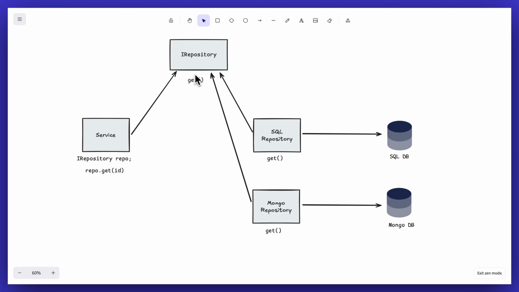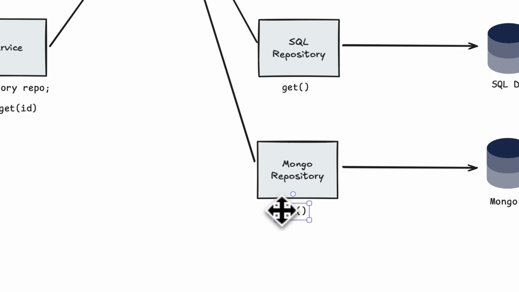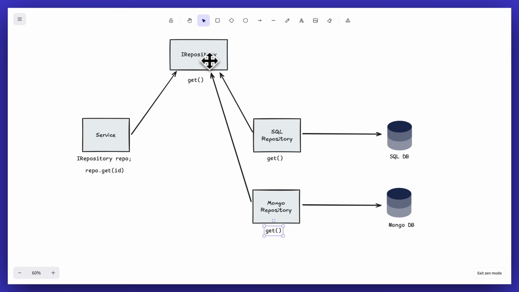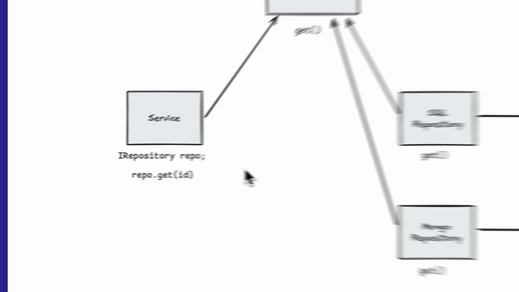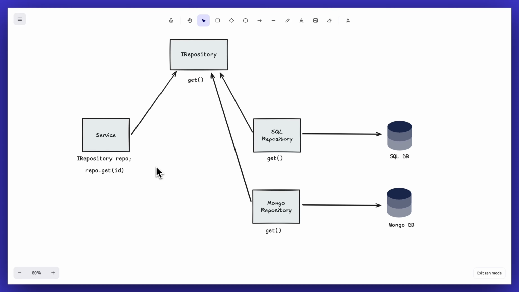So now if, let's say, in future I want to add a Postgres database, for that we would have a Postgres repository which would have the get function, and again it will be implementing this I repository. Hence we don't have to change the code in the service layer. So now we have designed a system which is loosely coupled because we are following the dependency inversion principle. So I hope you got the dependency inversion principle. So now let's check out the code.